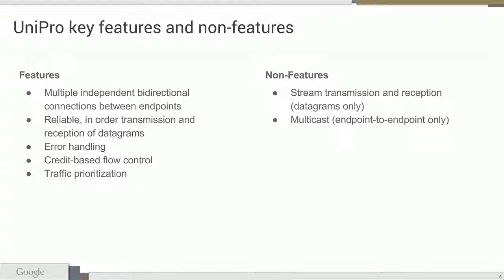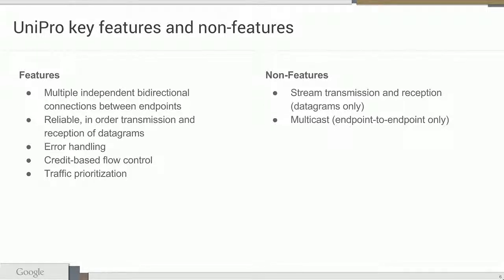OK, so here are some key features and non-features. I wanted to include some of these non-features because it's something that I've run into a lot when talking to people about UniPro. So we've seen reliable in-order transmission of datagrams. We have credit-based flow control. So each side exchanges credits to let the other know how much buffer space is available. And that lets us avoid buffer overruns without saturating the link with too many retransmissions.